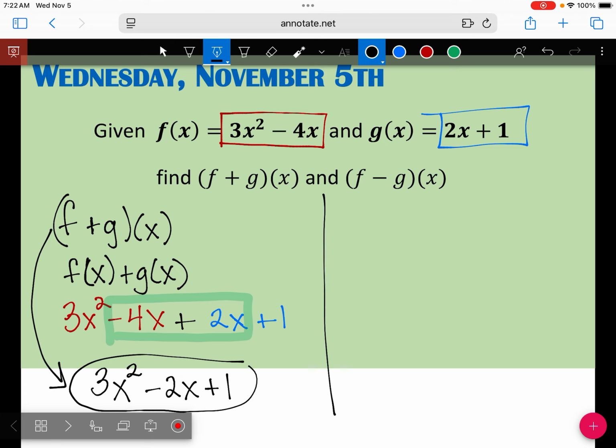All right, now let's do subtraction. We got f minus g of x. So what that means is I'm taking f of x minus g of x. Now for this one, we do have to distribute a negative first.